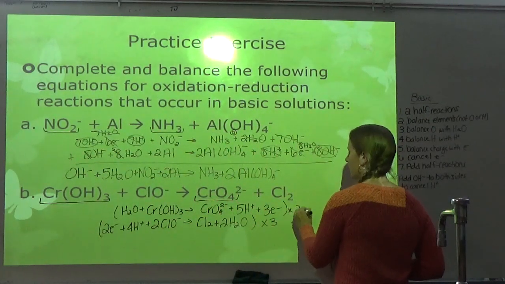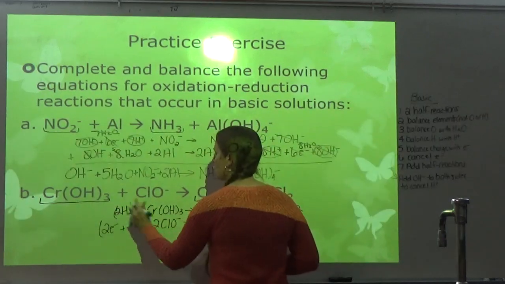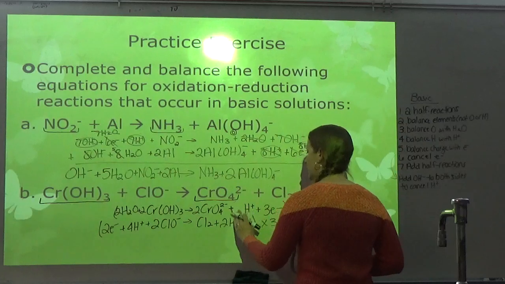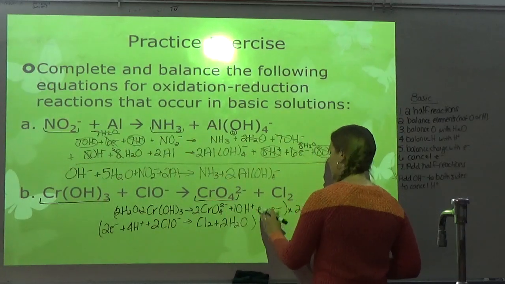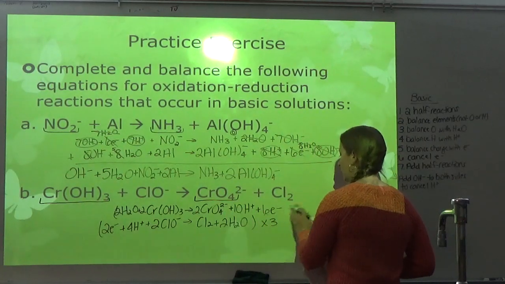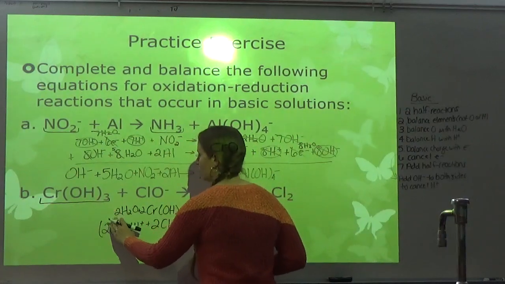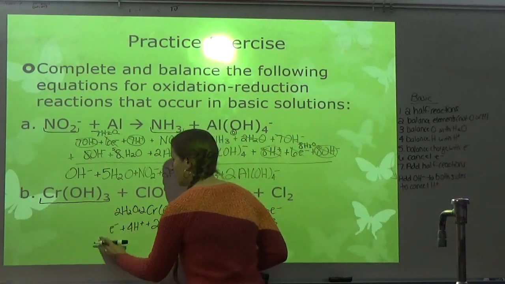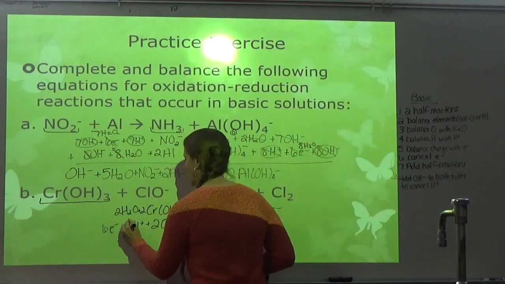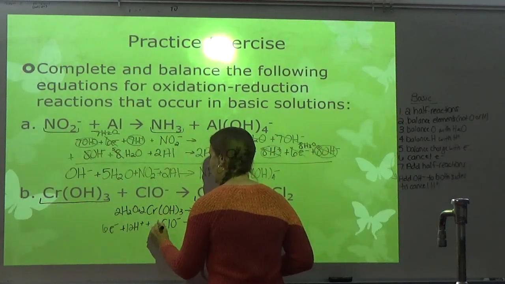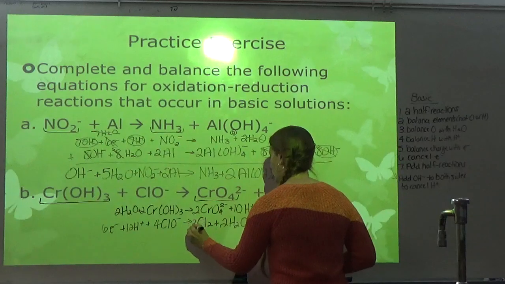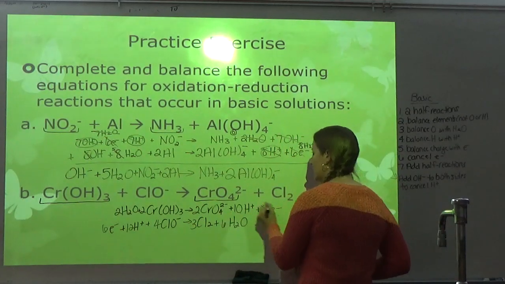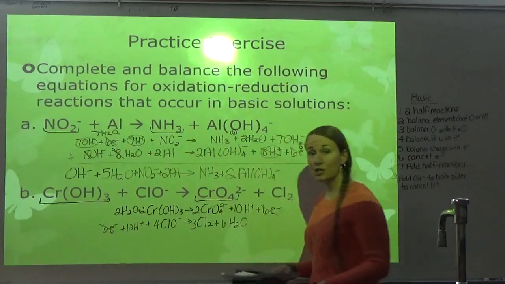Sorry, that was kind of sloppy. Alright, so this becomes 2 and 2 and 2 and 10 and 6. Alright, I'm going to erase this part though because we're going to have to add those OHs. All right, and when I multiply this one by 3, this becomes 6, and 12, and 4, and 3, and 6. All right, so see, now my electrons cancel, so my electrons are gone.